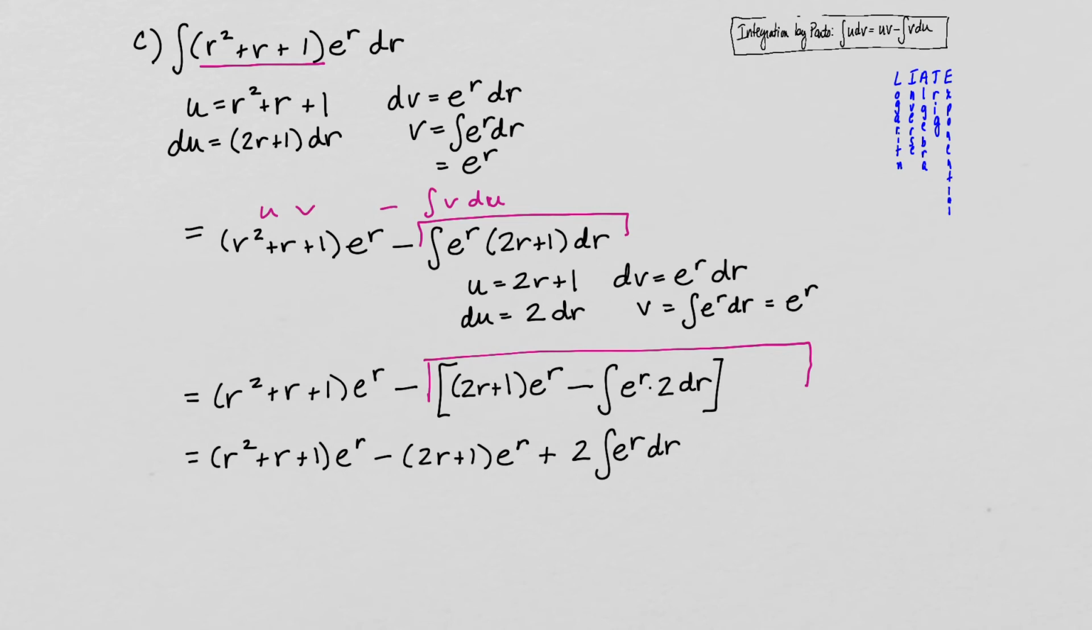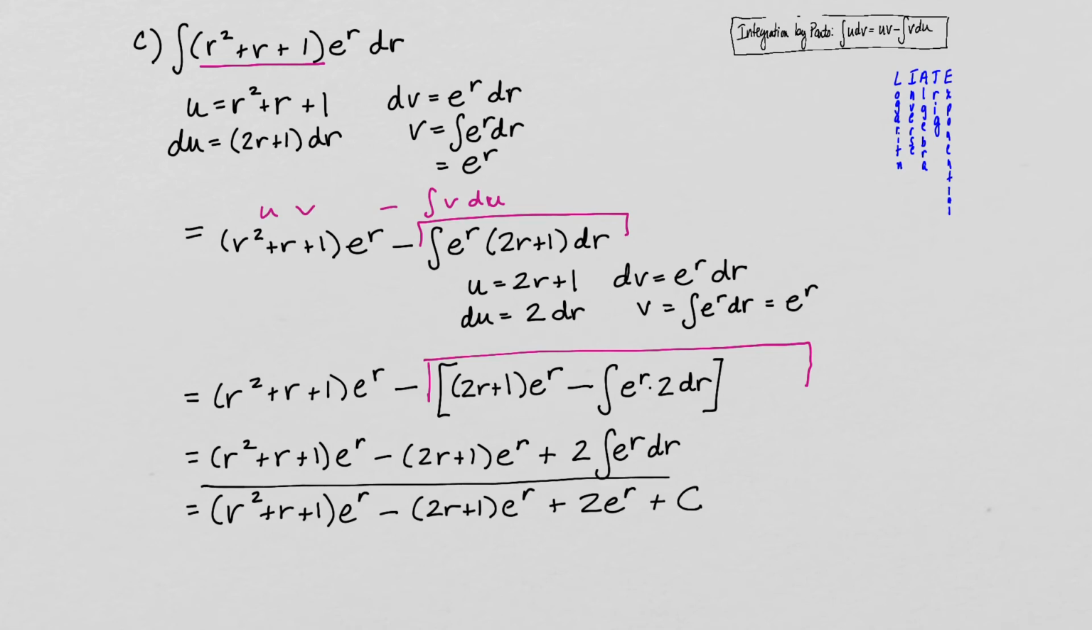Okay, so all I have left to do is integrate e to the r, which we've already integrated a bunch. So this is r squared plus r plus 1 e to the r minus 2r plus 1 e to the r plus 2 e to the r plus a constant, so plus c. And that is your final answer.